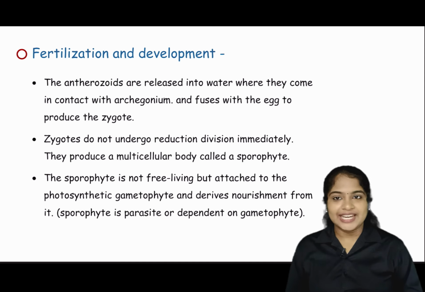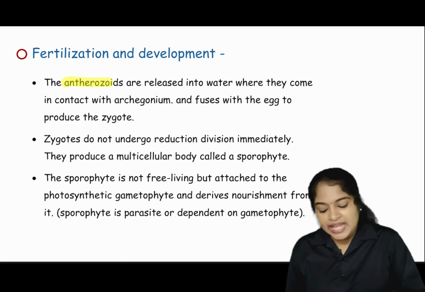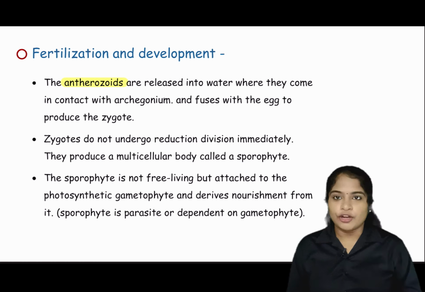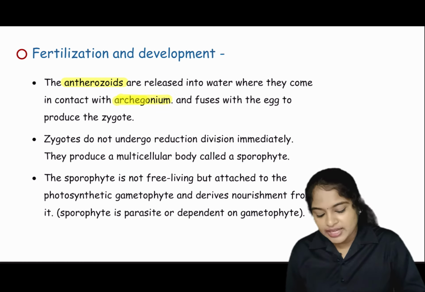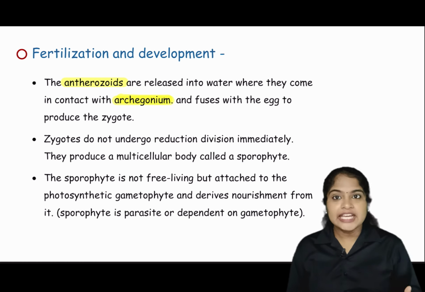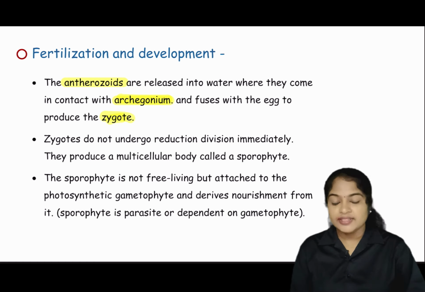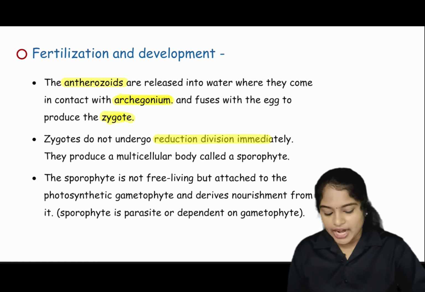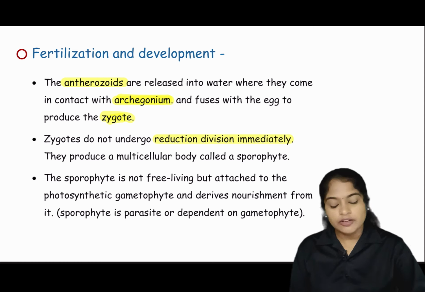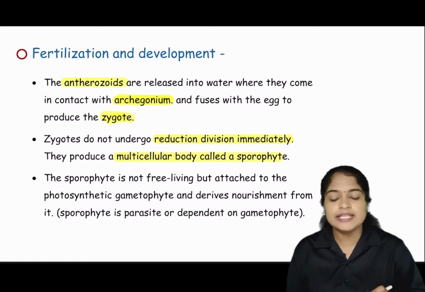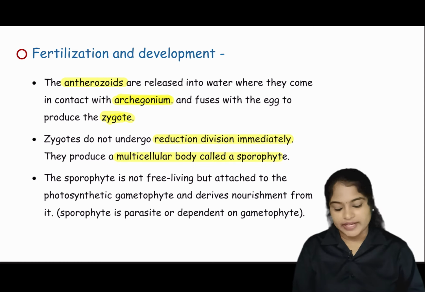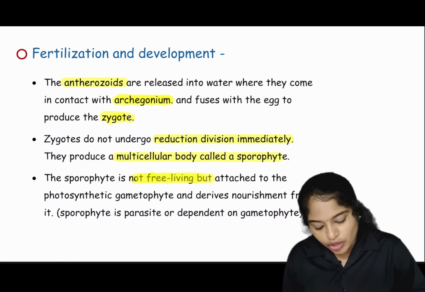Now moving on to the fertilization and development of Bryophytes. The antherozoids are released into the water, where they swim towards the archegonium, inside which the eggs are present, and fusion occurs to produce the zygote. The zygote does not immediately undergo reduction division. What it will do is produce a multicellular body called the sporophyte.